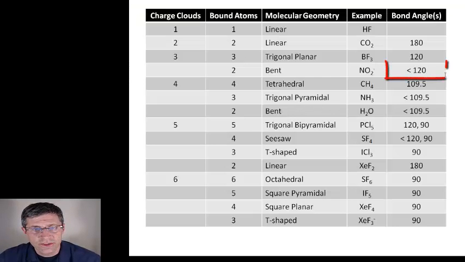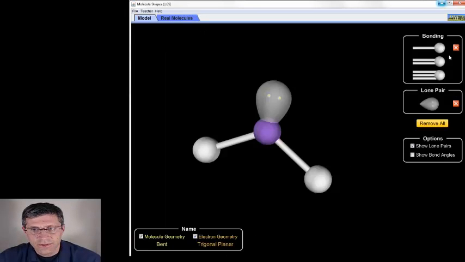I'm not going to worry about how much less, but it's important to recognize that there is a distinction between something which is trigonal planar, where the bond angle will be exactly 120 degrees, and when something is bent with a trigonal planar electron cloud structure, but is a bent molecular geometry, that angle is going to be less than 120 degrees. Okay. Same thing happens for tetrahedral.